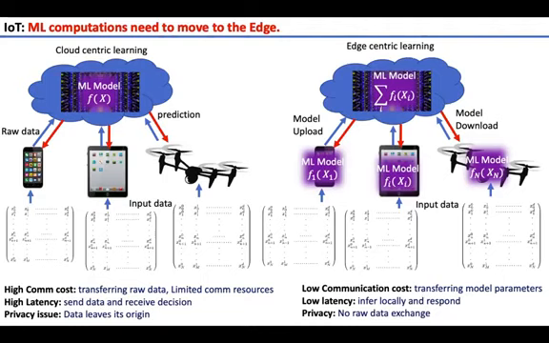the edge. And to show the necessity of that, let's compare distributed learning with centralized learning. As shown in the figure to the left, in centralized learning, every node needs to send its raw data to the central server in both training and inferring phases, which creates high communication cost and high latency issues. Moreover, this approach creates a privacy issue since data leaves its origin.